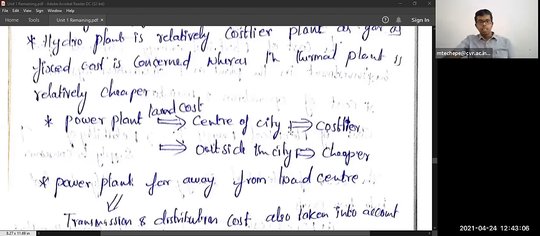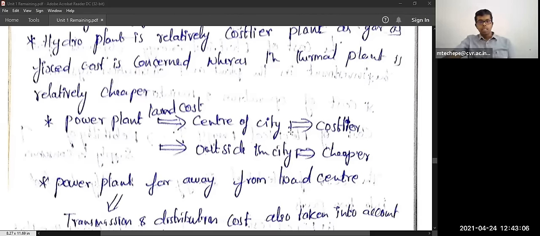And sometimes the government itself has some Poramboke lands, and they will give them for free, because both are government sectors. So sometimes they will allot that particular land, Poramboke land, for installing this power plant. So the land cost might be very cheap, and you only need to spend on the equipment cost.